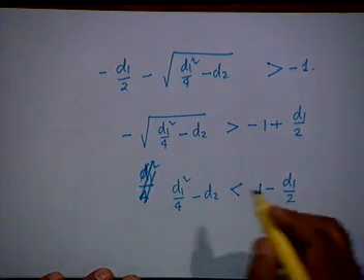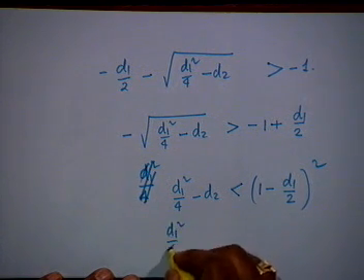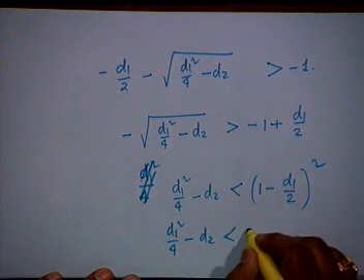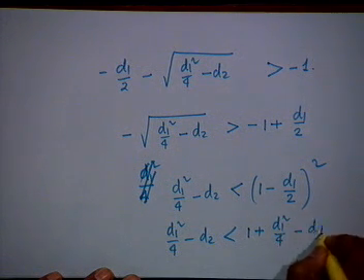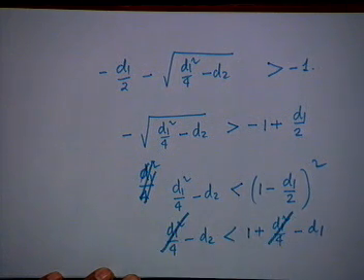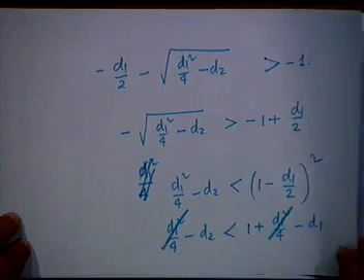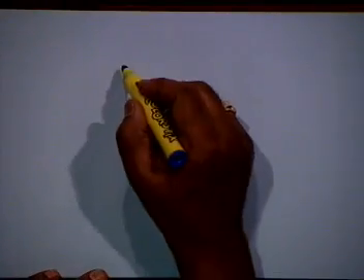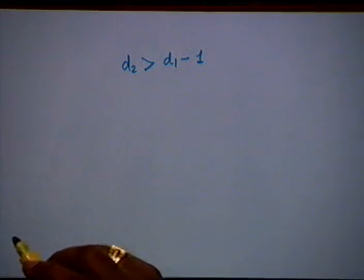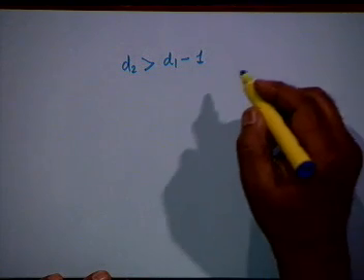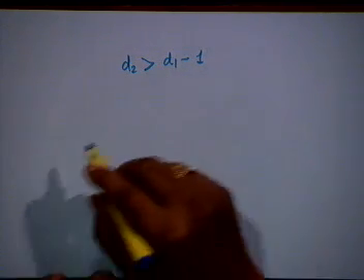Square of this. Let us square this. So, I get d1 square by 4 minus d2 less than 1 plus d1 square by 4 minus d1. This cancels, and therefore, this condition is that d2 should be greater than d1 minus 1. Now, if I plot this with an equality sign, I shall get a straight line.